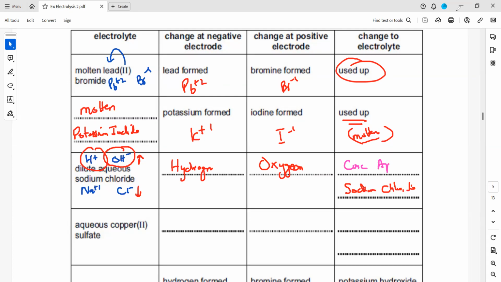Why aqueous concentrated sodium chloride? Because more salt will be there and less water is there, as the H+ ions and OH- ions are less. That's why it will become aqueous concentrated sodium chloride.